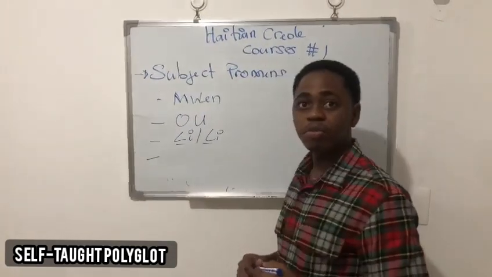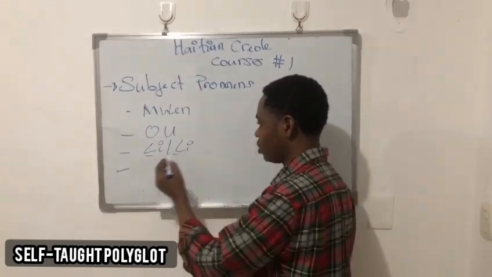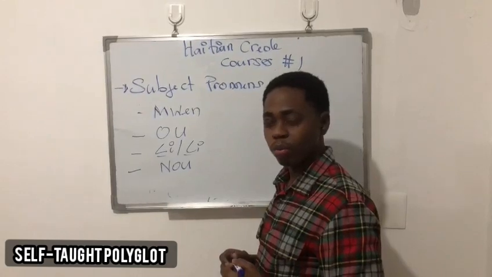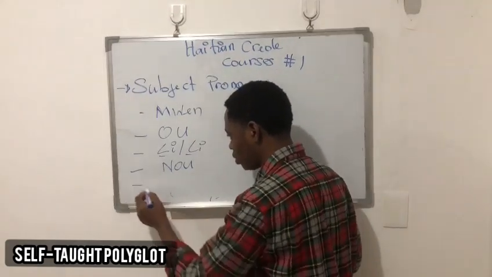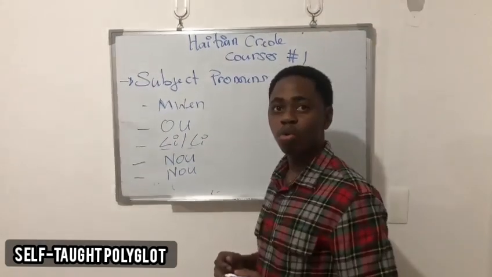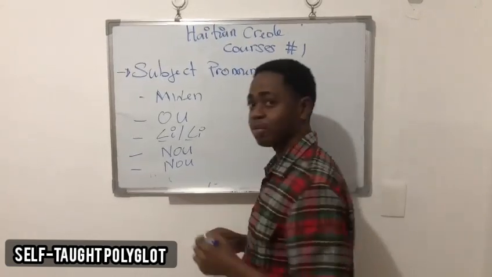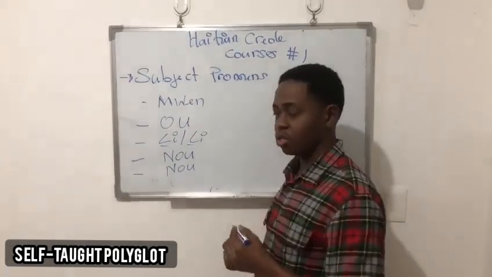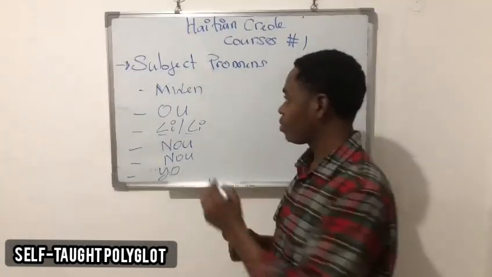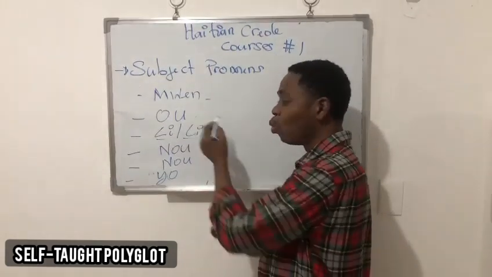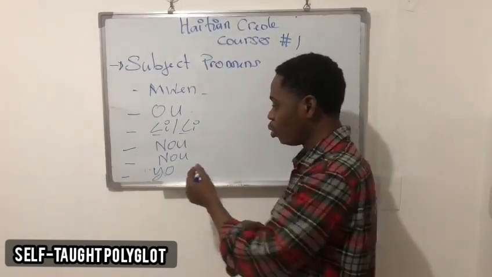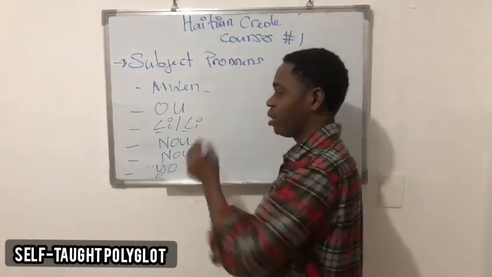And after that, you have the first plural subject pronouns in Haitian Creole. It is nous, nous. And the second plural subject pronoun in Haitian Creole is nous, nous. And the last but not least, subject pronoun in Haitian Creole is yo. Read after me. Moi, ou, li, nous, nous, yo. These are the subject pronouns in Haitian Creole.